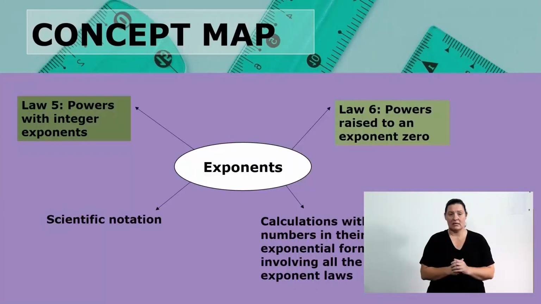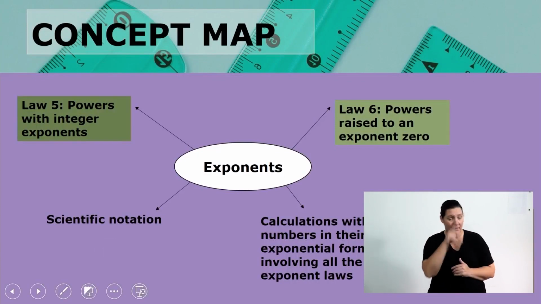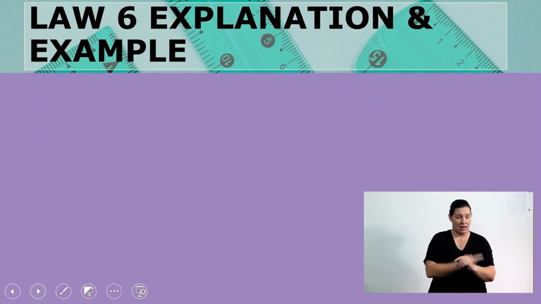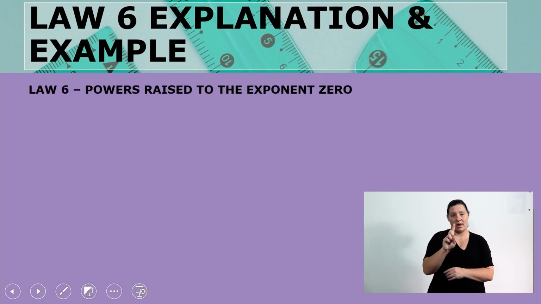So let's move on to our next point in our concept map. And that is law number 6. Powers raised to an exponent 0. So remember, when we are talking about a power, we're talking about a number that has an exponent. And all numbers are powers, because they all have an exponent 1 if there is no exponent there.